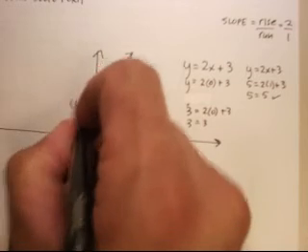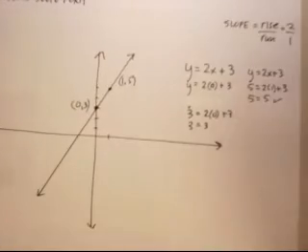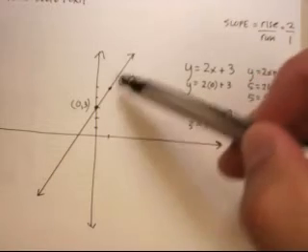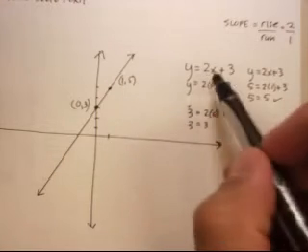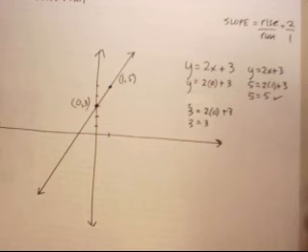0, 3 works, 1, 5 works. The point of this is that any point on this line will work in this equation. And again, that's why it's called the solution. All right.